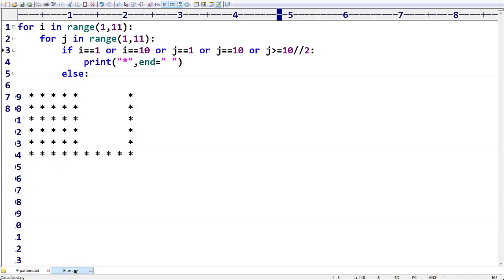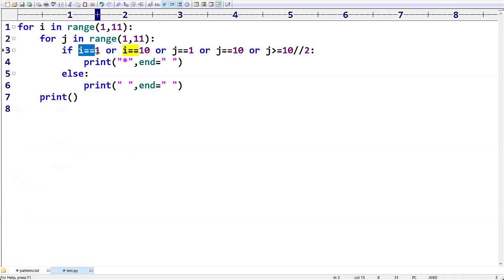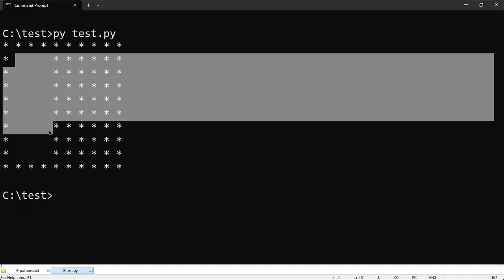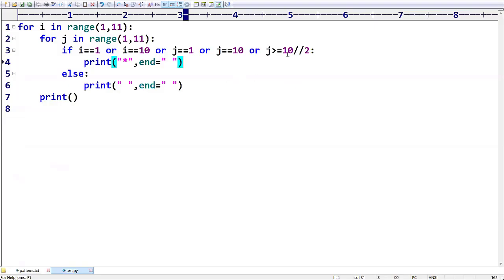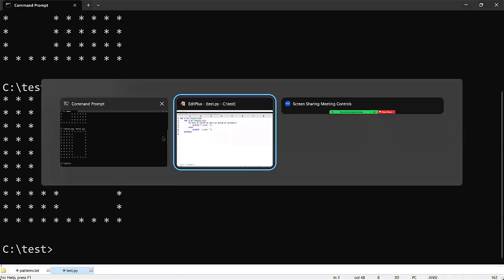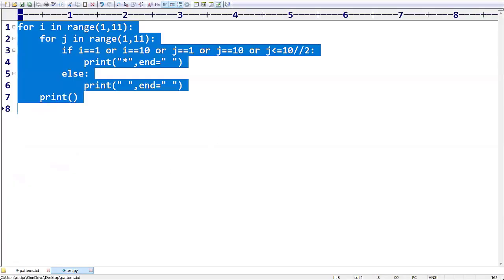Sir, it is also the same as the previous one. When i is equal to 1 to i is equal to 10, j is equal to 1 to j is equal to 10. But in place of j less than or equal to, in the place of j greater than or equal to, we are getting empty spaces here. But if you take j less than or equal to 10, then what will happen? We are going to get spaces in this direction. This is the way we can do it, sir.